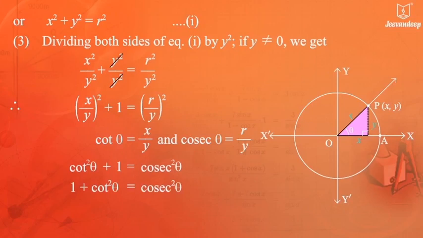By rearranging the equation, we get cosec square theta minus 1 equals cot square theta, or cosec square theta minus cot square theta equals 1.